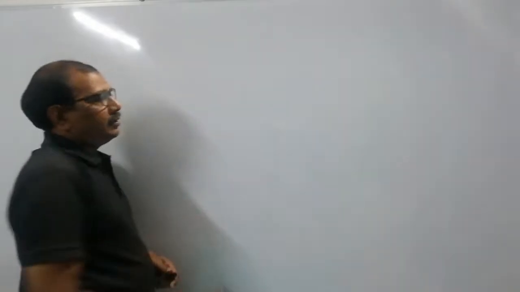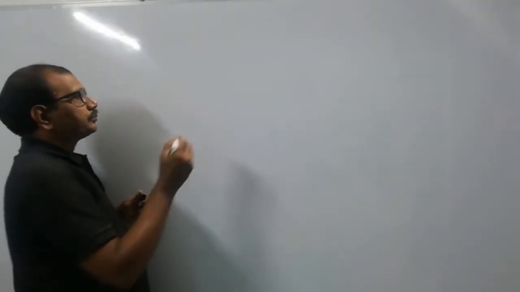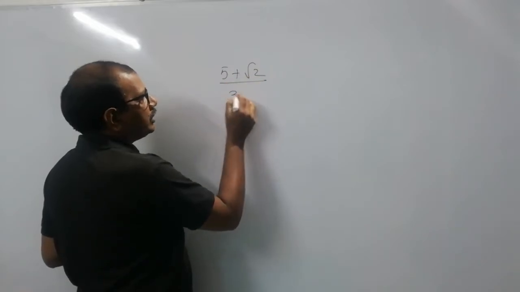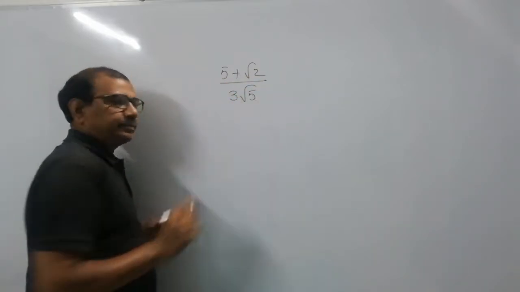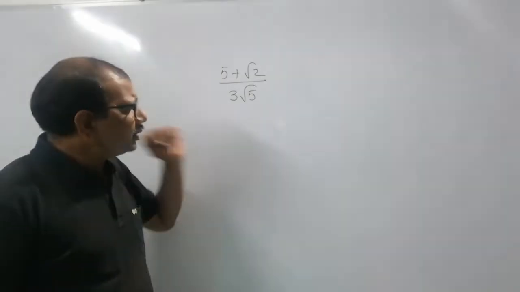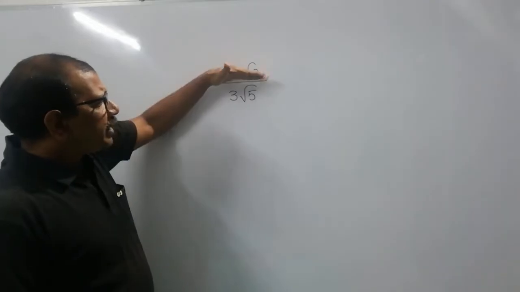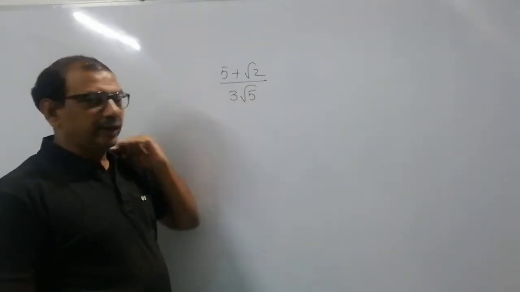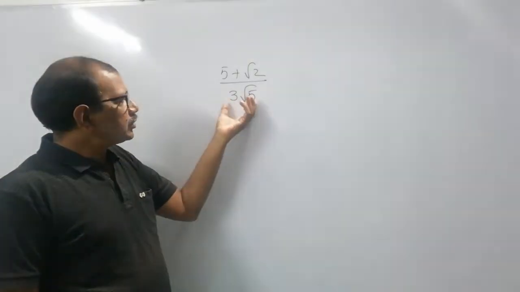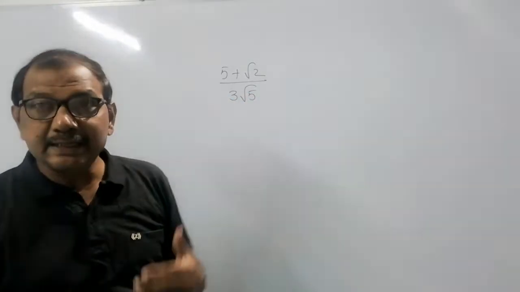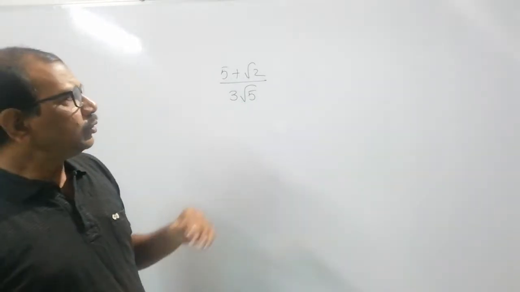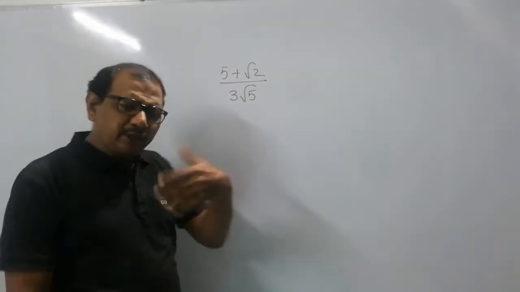Say we are having something like 5 plus root 2 upon 3 root 5, ऐसा कुछ है. Now here the denominator is 3 multiplied by root 5. Although 3 is rational, this whole denominator 3 root 5 is irrational because it is having an irrational factor as root 5. So I can multiply the numerator and denominator by 3 root 5.